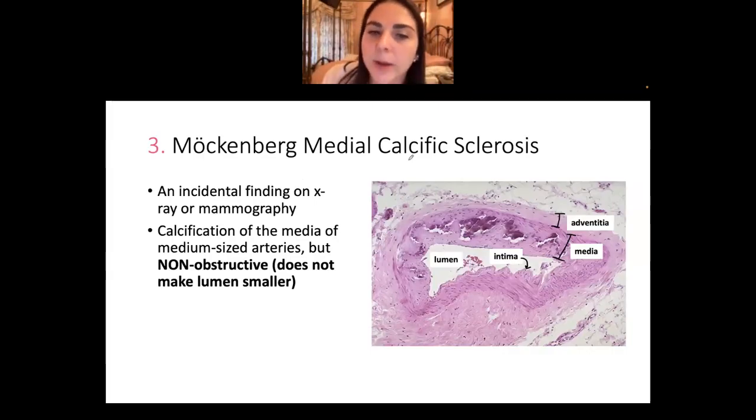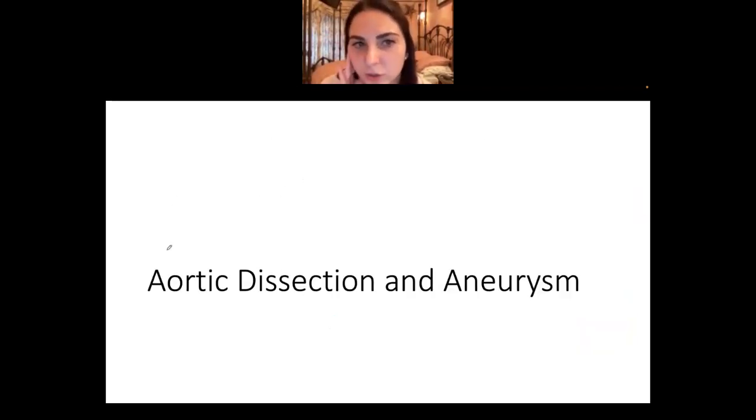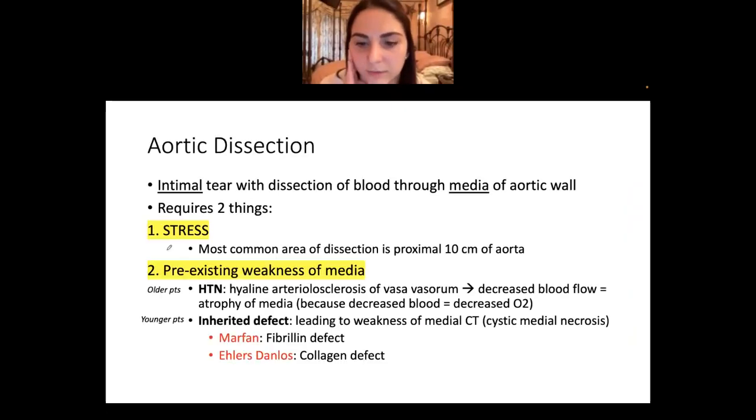This one though is really weird. It doesn't actually change the caliber of the vessel because it's just depositing within the media. So you can see here the media has these calcifications in them, but it doesn't change the diameter of the lumen. What's interesting about this is it's non-obstructive. You actually don't have to treat this at all. It's just an incidental finding.